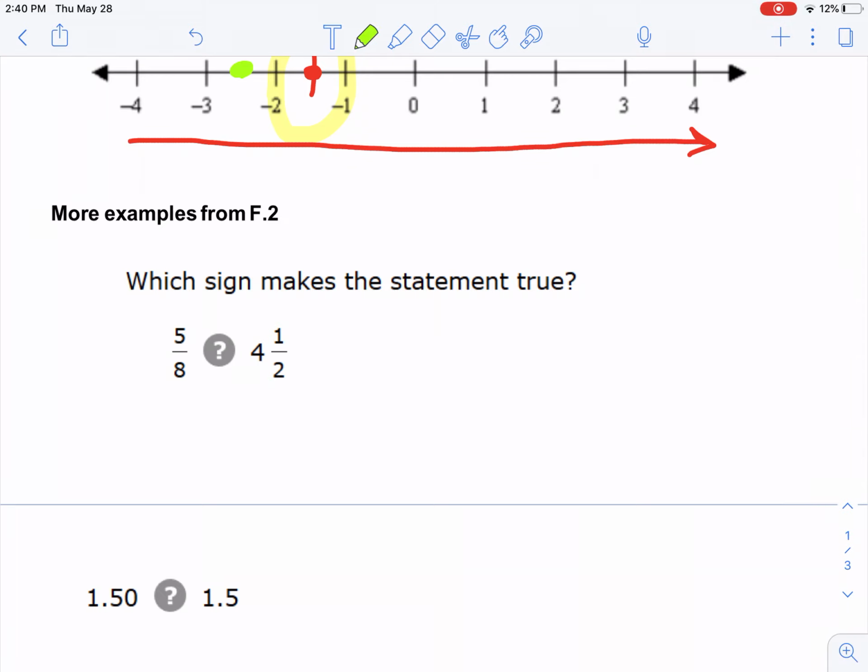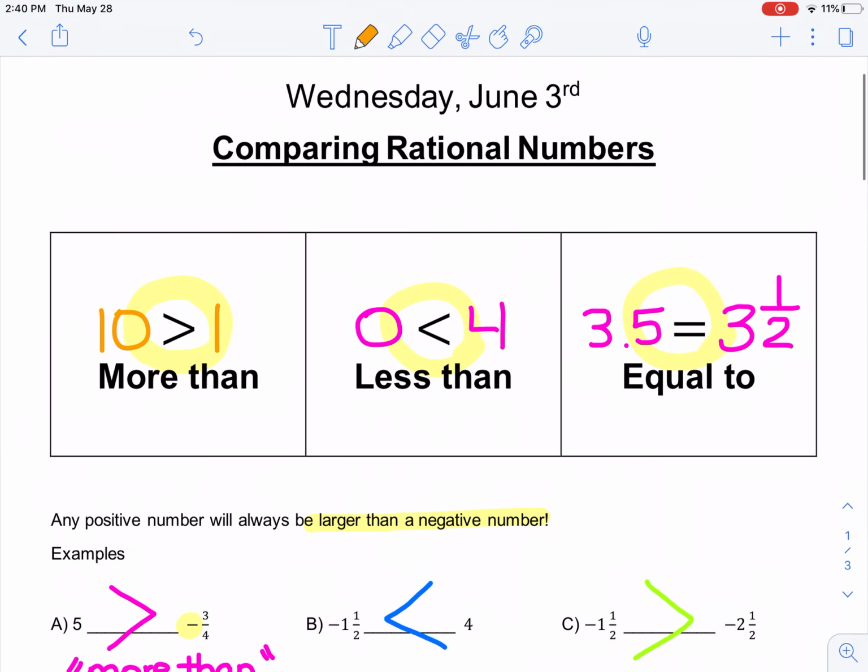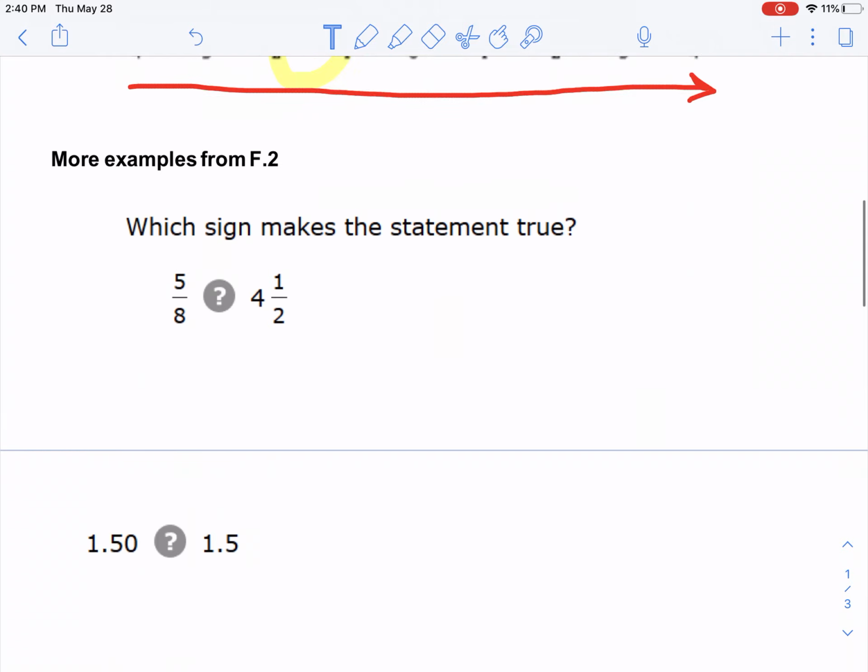Which sign makes the statement true? So you are either going to pick, and I'll go back up to the top, you're picking one of these signs. You're either picking the more than sign, the less than sign, or the equal to sign. So keep those in mind. All right, so here we go.